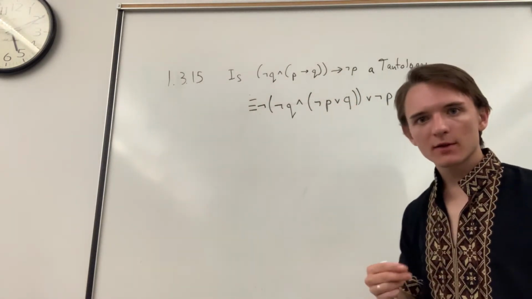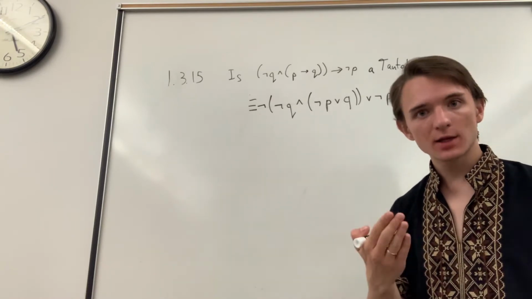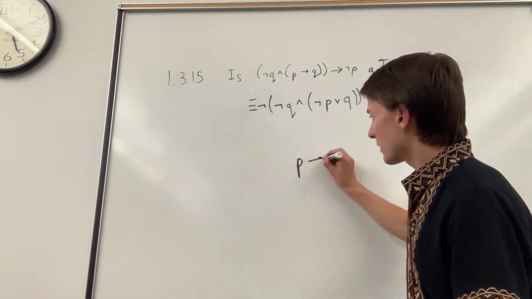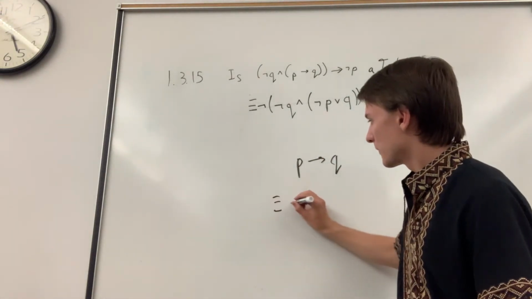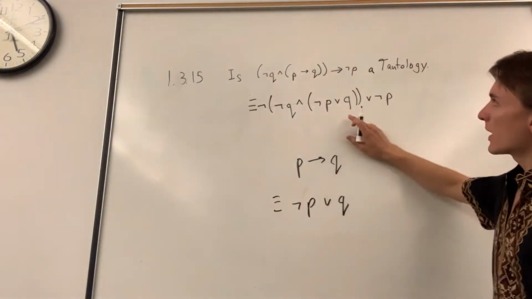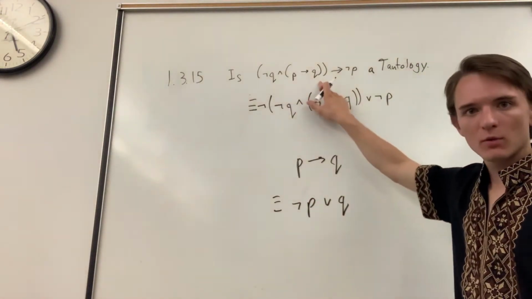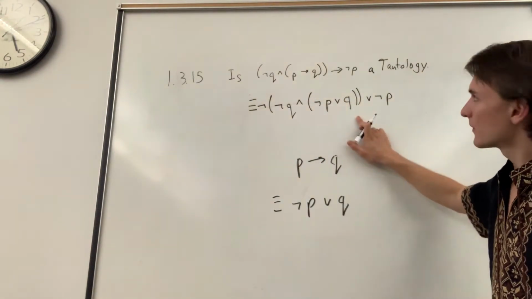Now remember, when we convert an implication, we have to change the left-hand side of the implication to a negation. So if we have P implies Q, this is equivalent to the following: not P or Q. So right here, P implies Q would be converted to not P or Q, which we've done here.